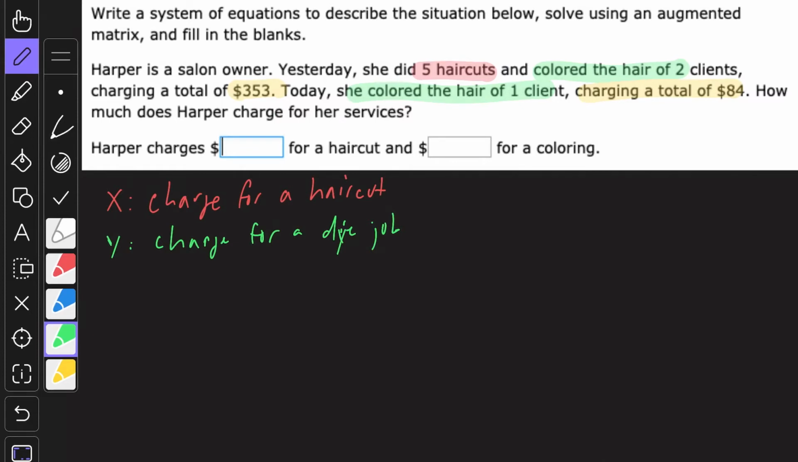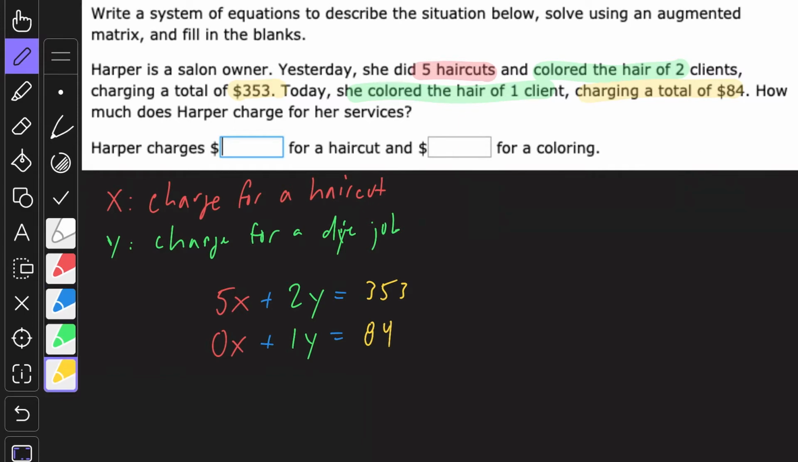Looking at that first sentence, she had 5 haircuts. That'd be 5x, plus the 2 dye jobs, 2y, and that got her a total of $353. In the next situation, she did not color anybody's hair, so that'd be 0x plus 1y equals, and that was just $84. Realistically, we could figure this out without doing much math at all, since we know 1y is 84. But let's go ahead and talk about how to turn this into a matrix and how to type it in the calculator and all that stuff.